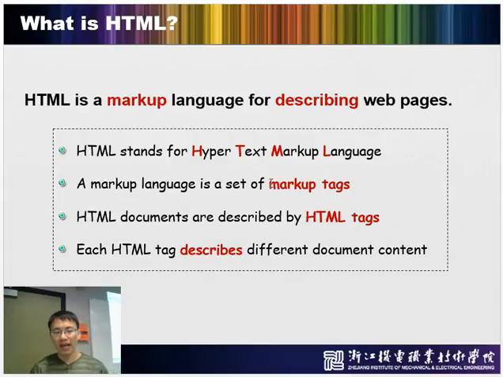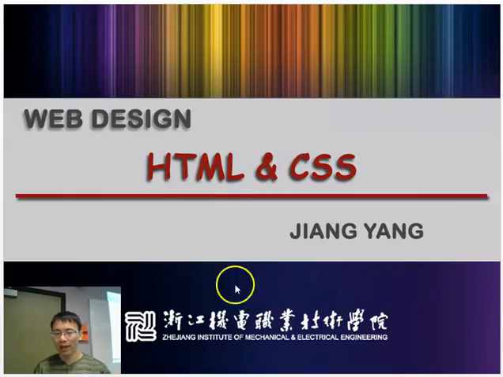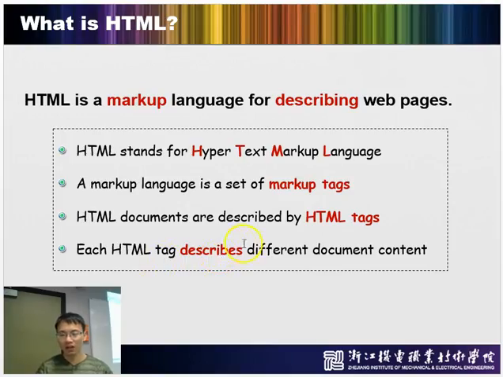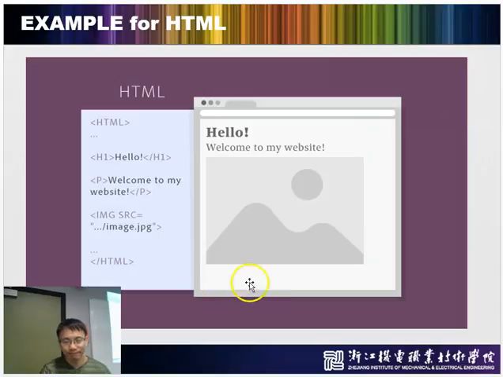Most HTML elements are written using opening and closing tags that tell the browser what type of content to display. The tags are written in a specific order to define the structure of this page. Each HTML tag describes different document content. Okay, let's have an example.